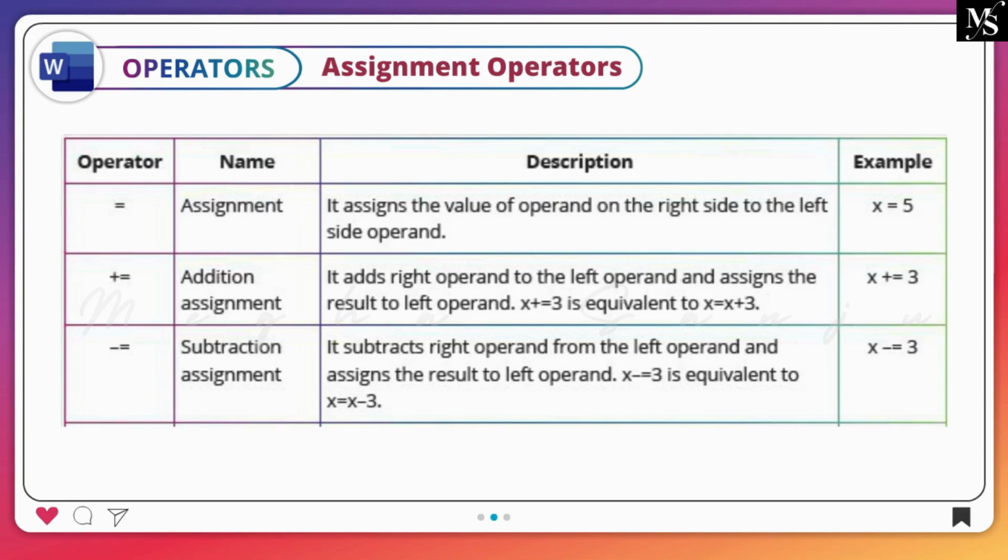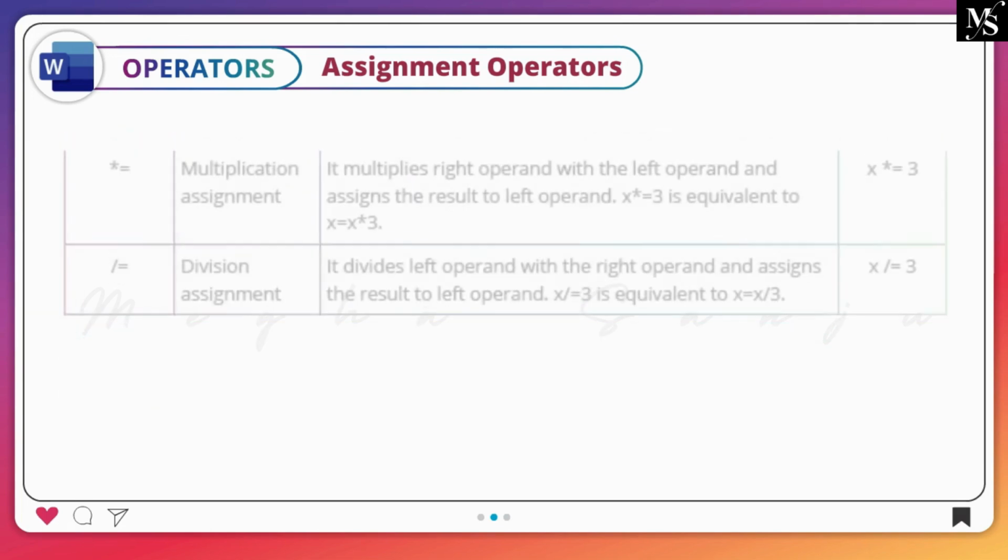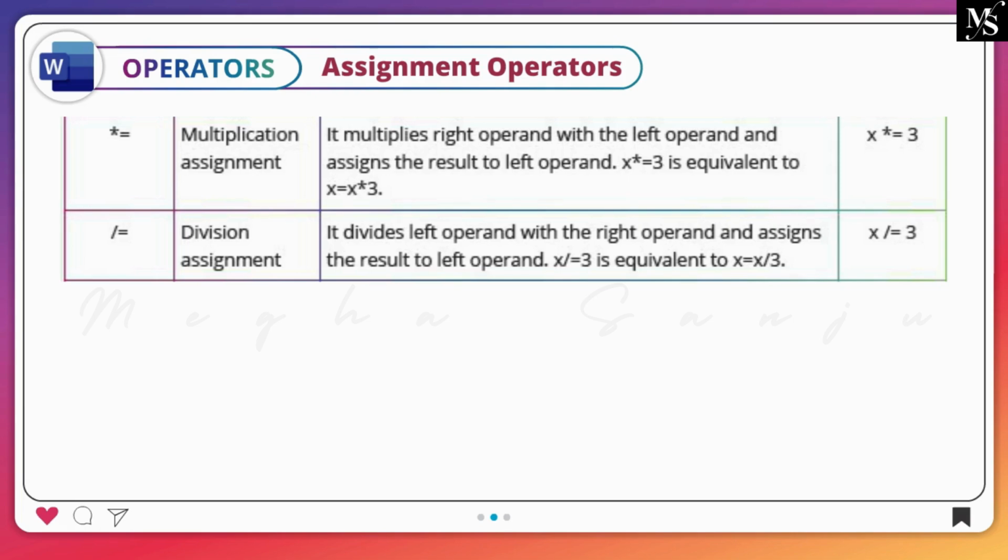x plus equal to 3 is equivalent to x equal to x plus 3. Example: x plus equal to 3. Subtraction assignment. It subtracts right operand from the left operand and assigns the result to left operand. x minus equal to 3 is equivalent to x equal to x minus 3. Example: x minus equal to 3. Multiplication assignment. It multiplies right operand with the left operand and assigns the result to left operand. x multiply equal to 3 is equivalent to x equal to x multiplied by 3. Example: x multiplied equal to 3.